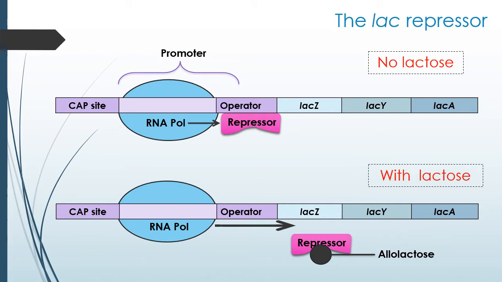The lac operon is considered an inducible operon because it is usually turned off or repressed, but can be turned on in the presence of the inducer, allolactose.